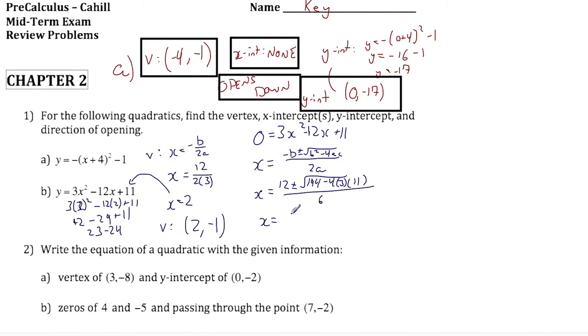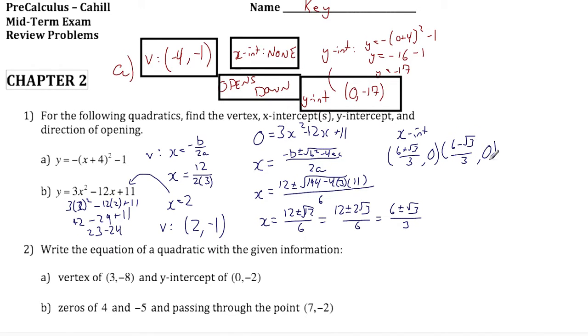If I simplify this, I get 12 plus or minus the square root of 12 over 6. Simplify this again, 12 plus or minus 2 root 3 over 6, which simplifies to 6 plus or minus root 3 over 3. What we can do for the x-intercept is we can actually write that as 2 different points. So we're going to do 6 plus root 3 over 3, comma 0, and 6 minus root 3 over 3, comma 0.